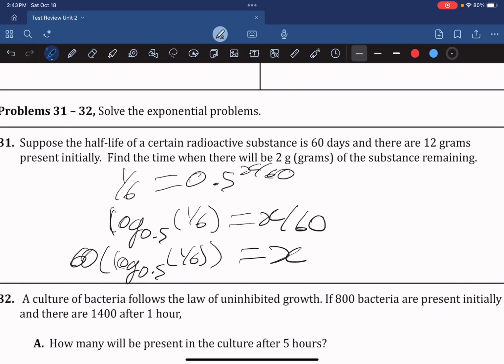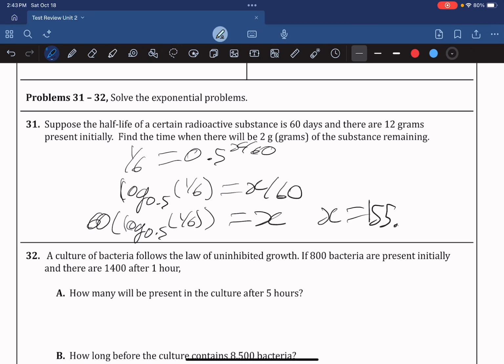So, if you do that, you'll get roughly x equals 155 point, I don't know, 0.9775. And since it's pre-calc, round to 3 if you have to round. So 0.098. Okay? And don't forget your unit. It's days.